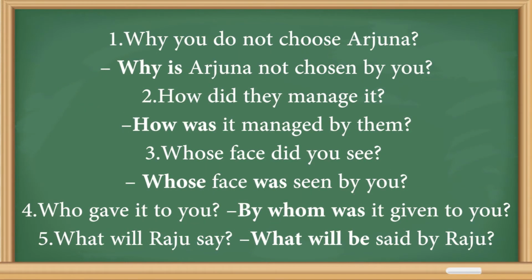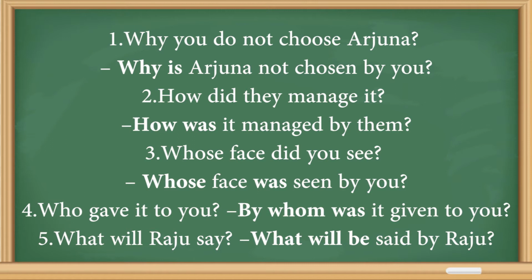See the examples. First example. Why you do not choose Arjuna? Now see, the WH word will be retained. Why is Arjuna not chosen by you? Another is, how did they manage? How was it managed by them?